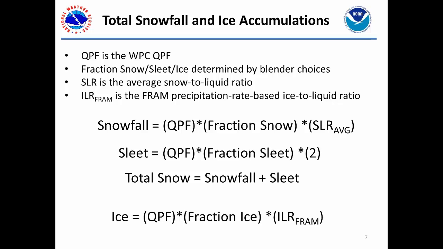To arrive at our snowfall amounts, we simply multiply the QPF by the fraction of precipitation determined to be snow, multiplied by that average snow-liquid ratio. To determine the portion falling as sleet, we simply multiply the QPF by the fraction determined to be sleet, multiplied by a static 2-to-1 sleet-to-liquid ratio, and then we finally just sum the snow and the sleet to arrive at the total snowfall.